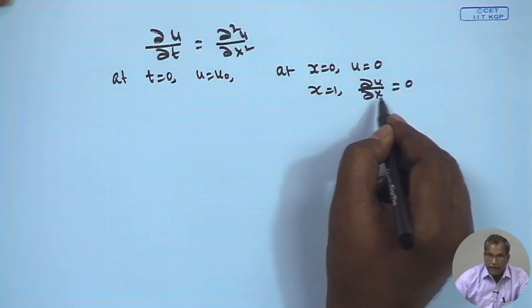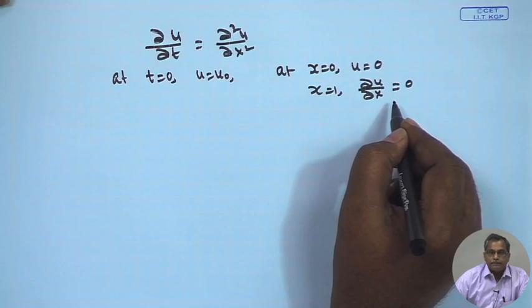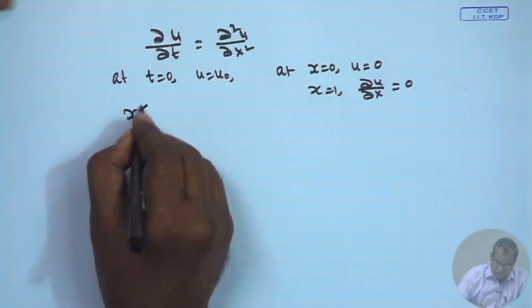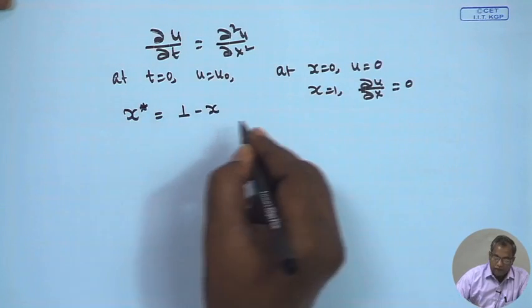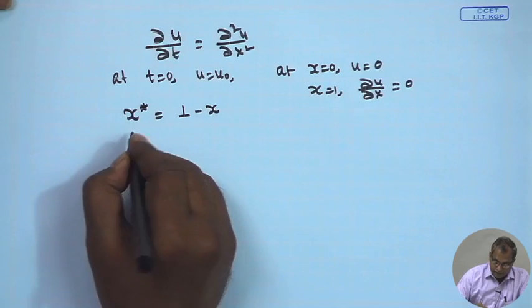That means a Neumann boundary condition is prevailing at x equal to 1 instead of x equal to 0. Now, what will I do next? I will have a transformation in the coordinate system. I will define x star is equal to 1 minus x. Now, if I define the x star, let us see del u.